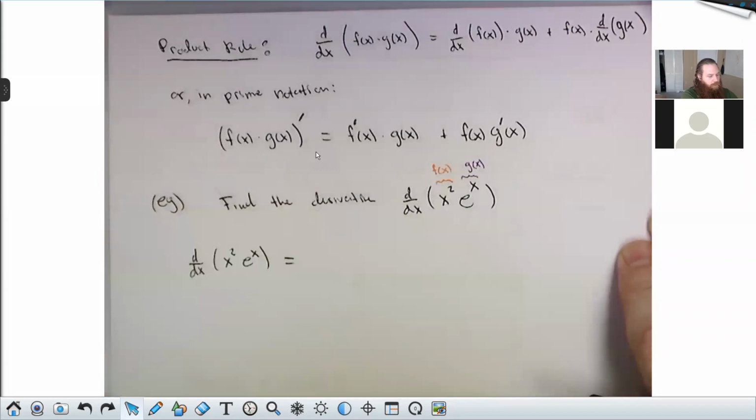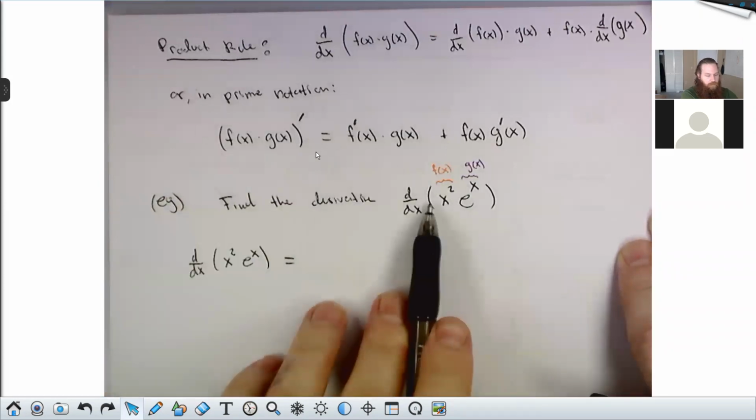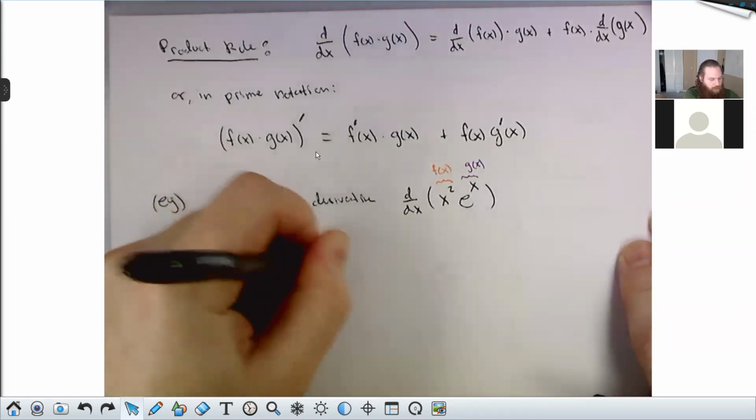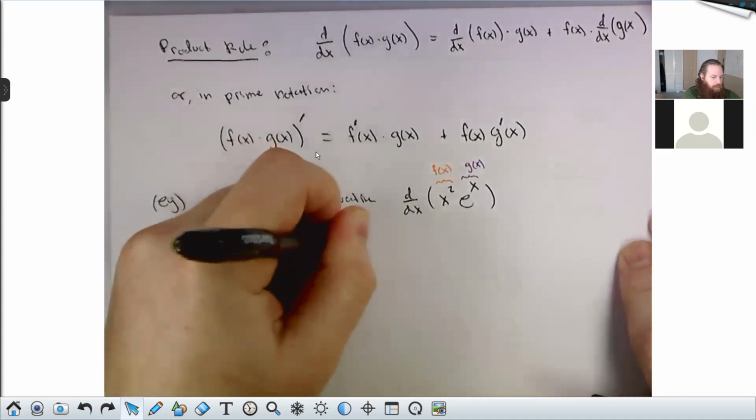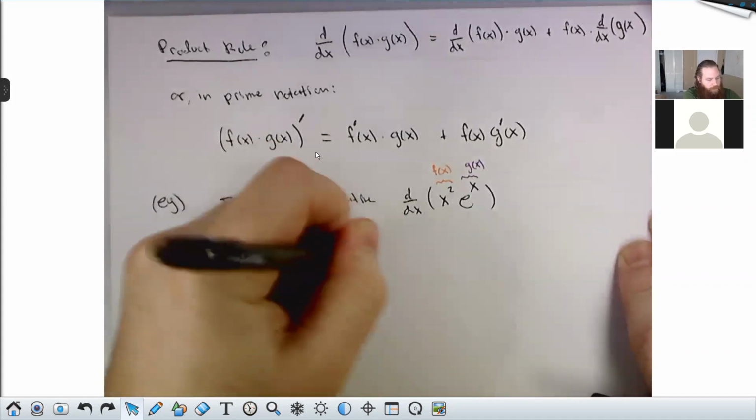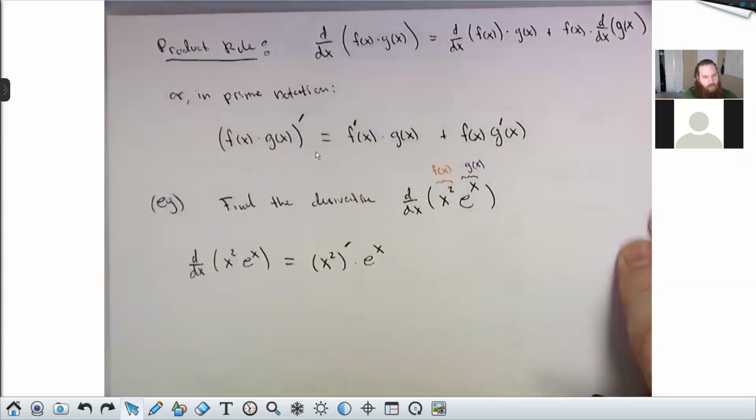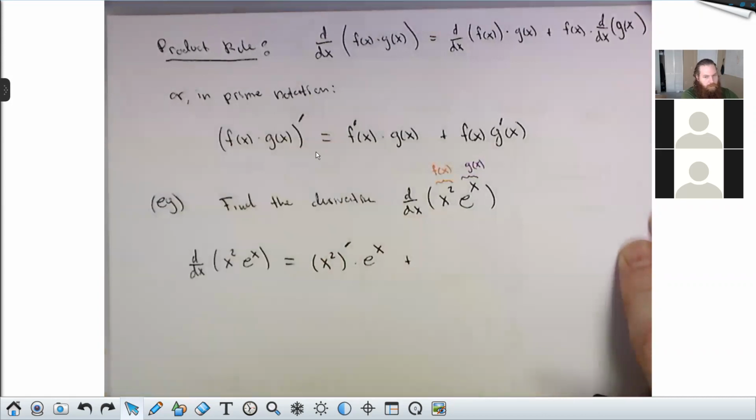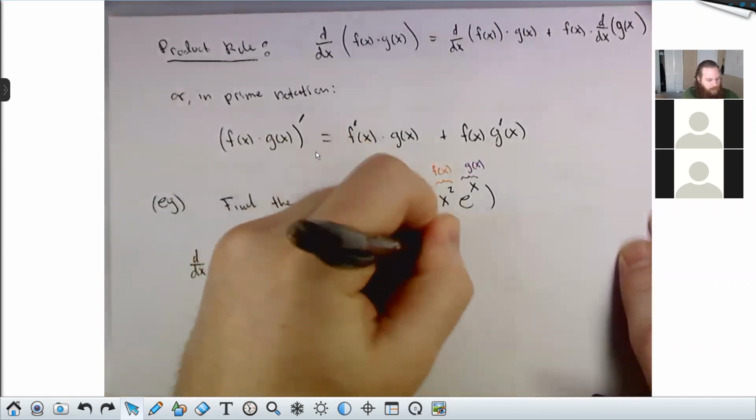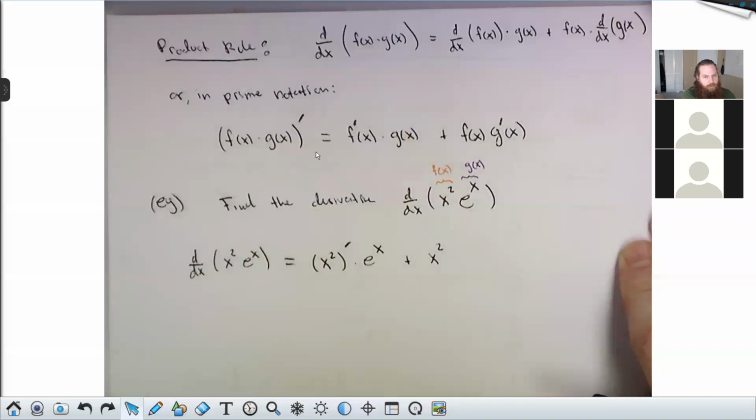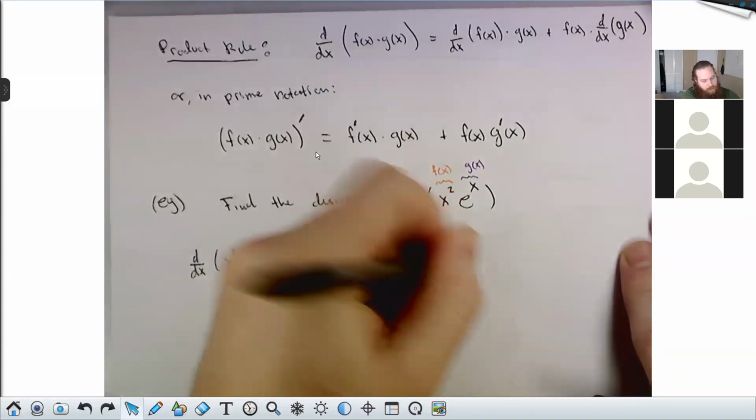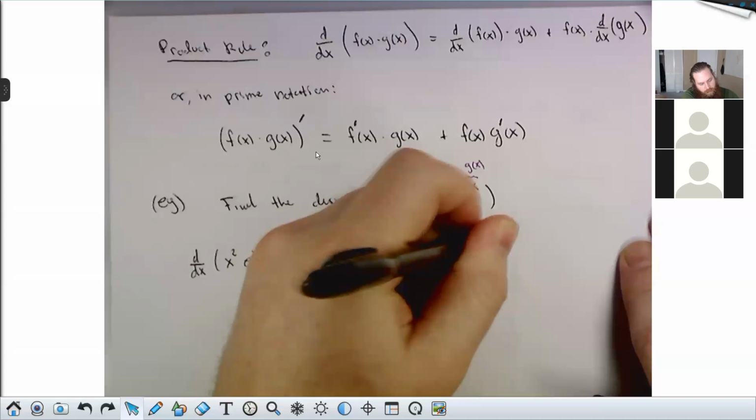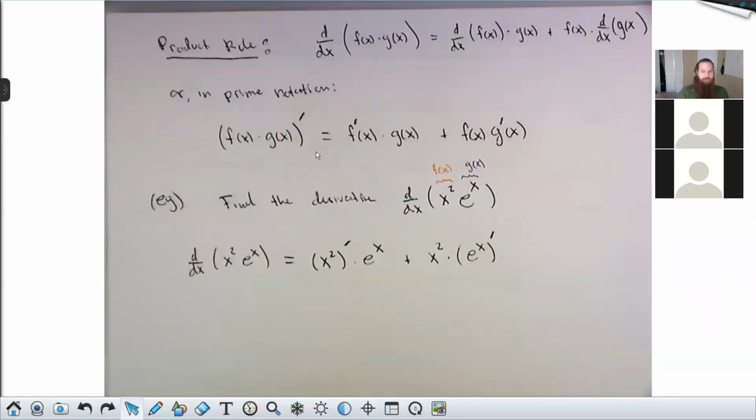should be equal to the derivative of the first function. So I'll write this in prime notation. That's x squared primed times e to the x left alone. So that's f prime times g plus x squared, that's f left alone, times g primed, e to the x primed. Does everybody see it?